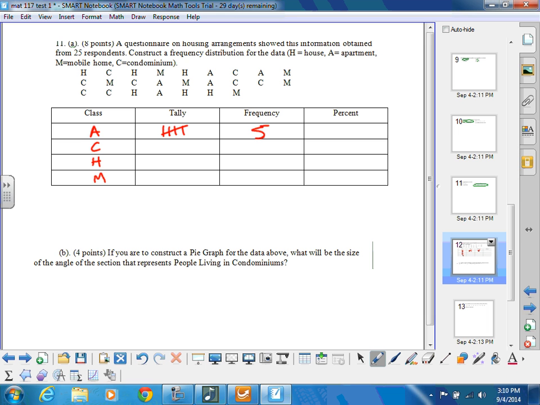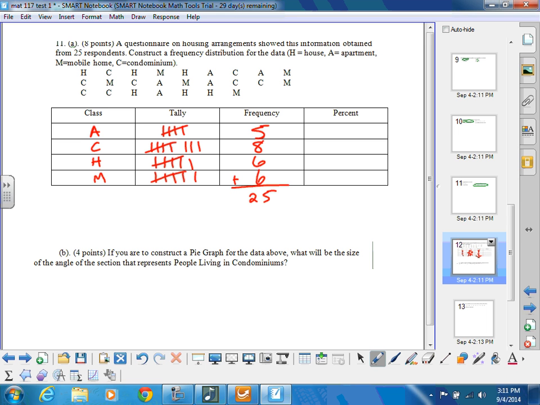Now over here, I count how many C's I have, and I end up with 8. So I do the same thing. My tally, I write 8 here, and then I look through and I count how many H's there are, and I get 6. I write that there in my tally, and I write the frequency there. And then, last but not least, when it comes to mobile homes, there's 6 as well. Now, double check that this total in the frequency column adds up to 25. And it does. We're good there.